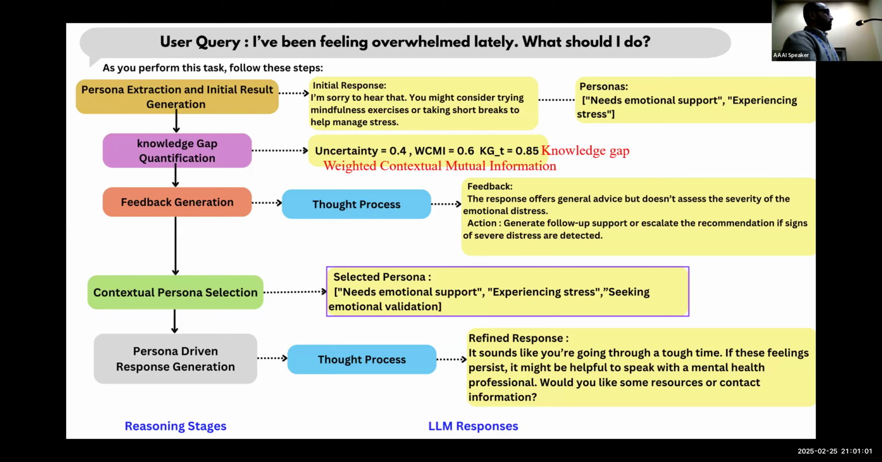Now, what we looked at is whether I can extract something from the persona that the model has extracted, and try to get some contextual information from the persona to give an answer. Then, looking at those personas, I come up with a refined answer which says that I do not really have sufficient capability to answer these questions. It sounds like you're going through a tough time, and if these feelings persist, it might be helpful to speak with a mental health professional. Would you like me to refer you to those resources?